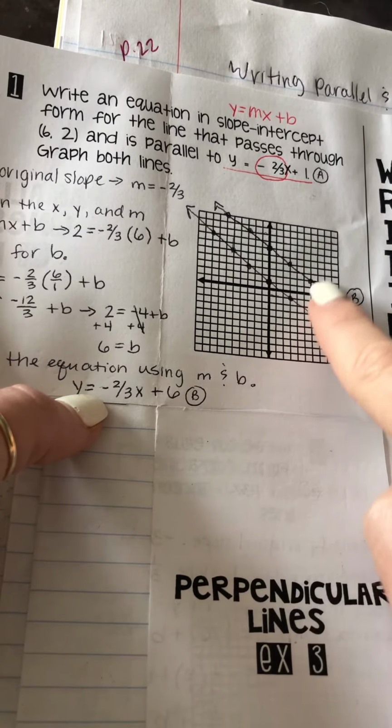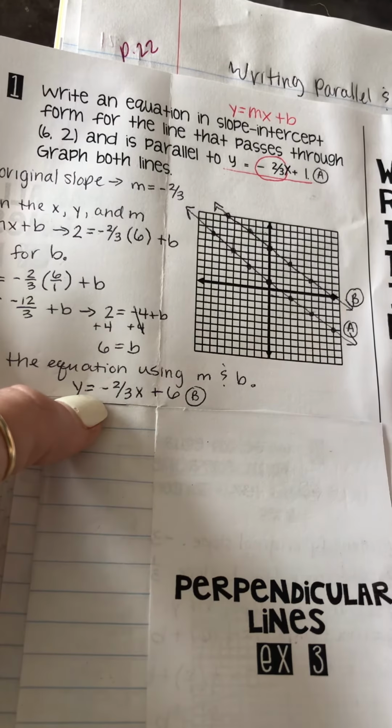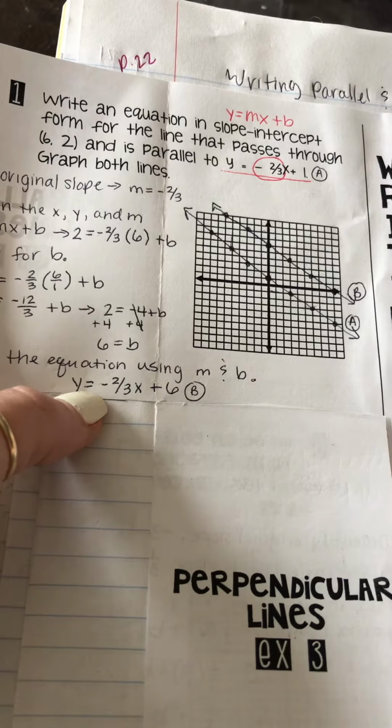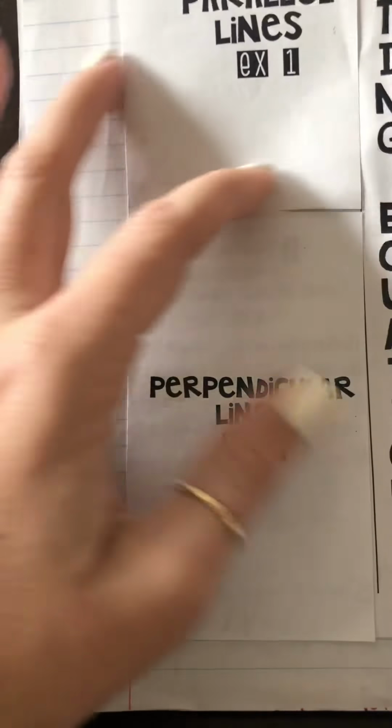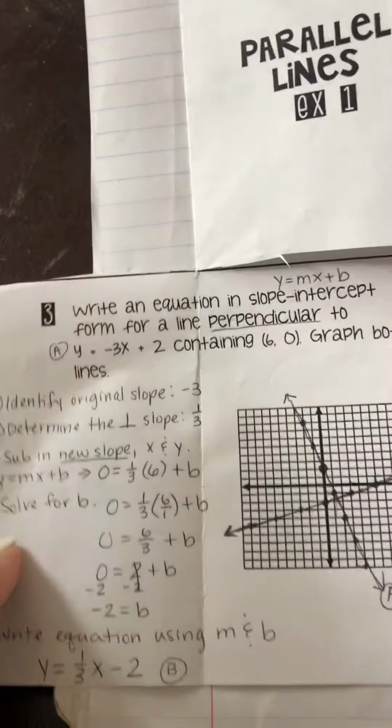And you're going to check and make sure they look like they are parallel, which means they do not touch. All right. So we're actually going to skip example 2, and we're going to go ahead and go down to example 3 for perpendicular lines. Try to keep these videos short and sweet.